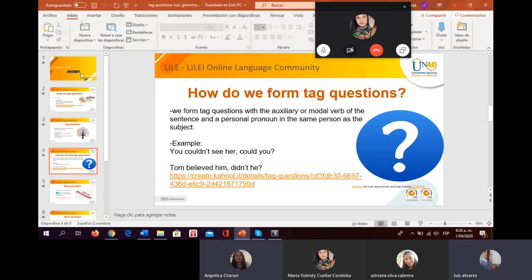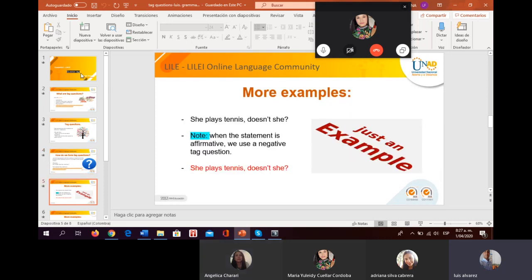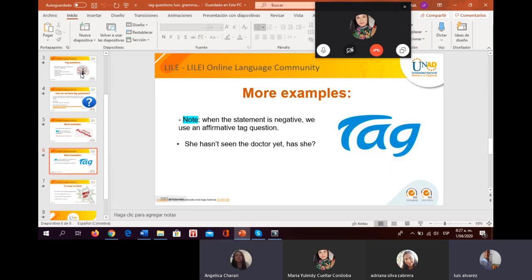The tag at the end is negative, finishing an affirmative sentence. Tom believed him, didn't he? The original sentence is past simple, so we use the correct auxiliary for the past simple, which is did. In this case, it's negative. When we use an affirmative statement, we use a negative tag question. Like the example, she plays tennis, doesn't she? When we use a negative statement, we use an affirmative tag question.